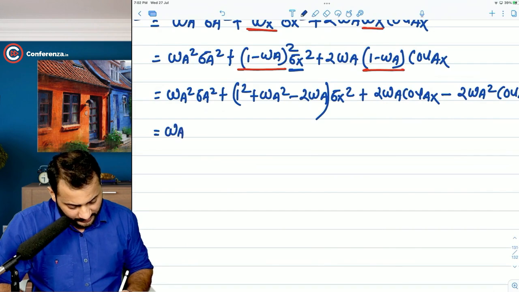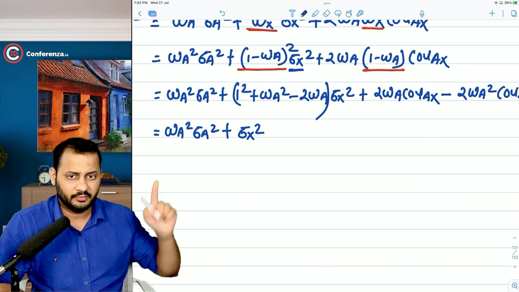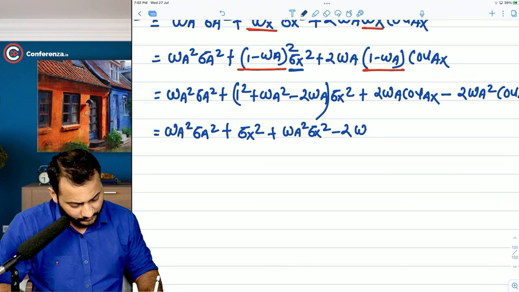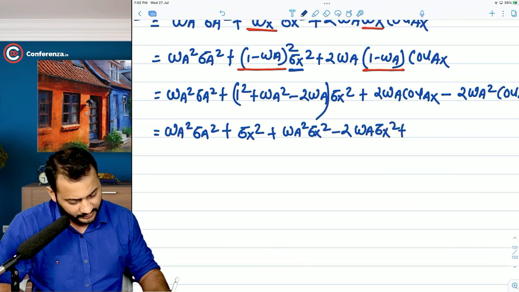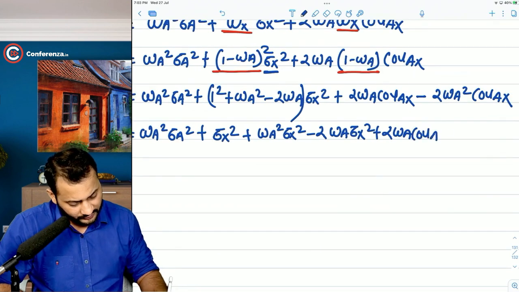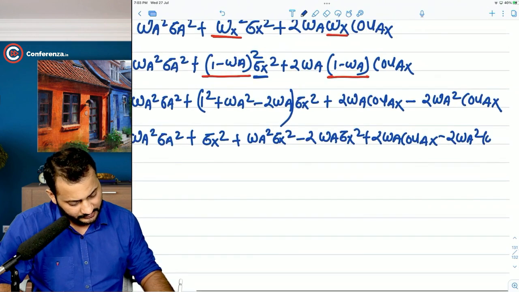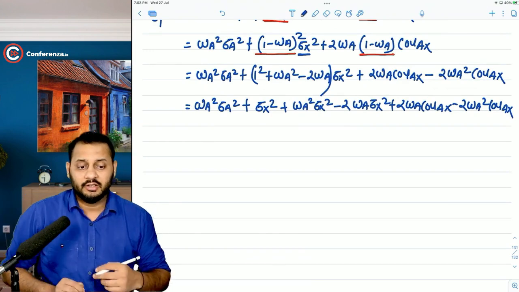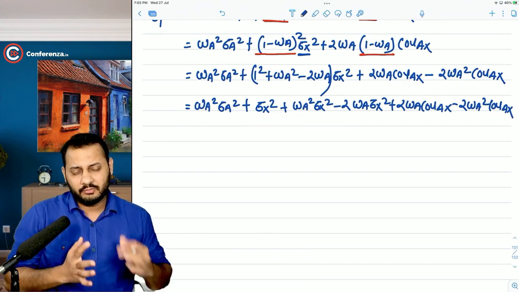So it is going to be weight of A square, standard deviation of A square plus standard deviation of X square into 1 square plus weight of A square, standard deviation of X square minus 2 into weight of A, standard deviation of X square plus 2 into weight of A, covariance of AX minus 2 into weight of A square, covariance of AX. Right, this much. Now we need to understand a little bit about derivatives.